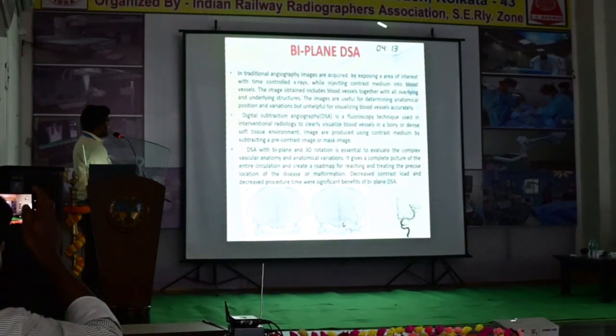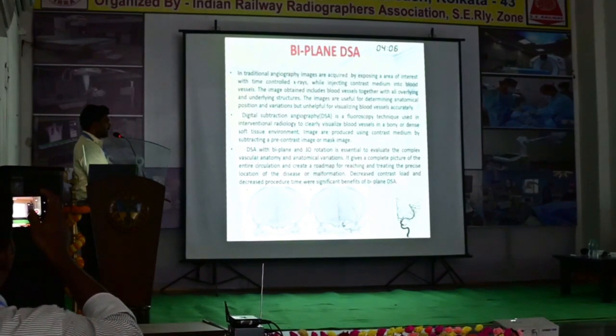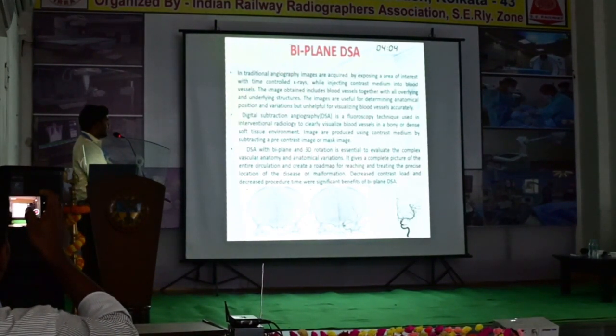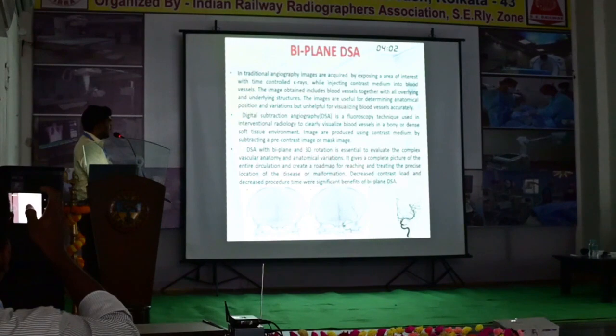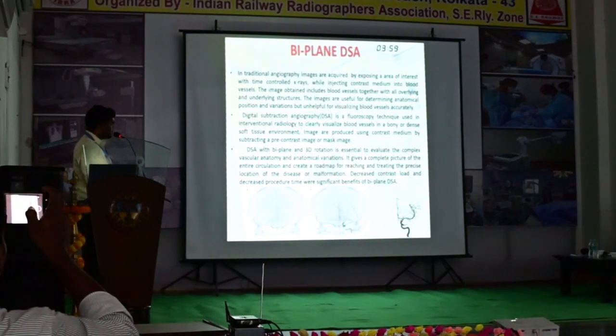I am going to explain about biplane DSA. In biplane DSA, it has 2 arms. One is the C arm and the other is the L arm. The C arm can rotate 240 degrees and the L arm can rotate 180 degrees.